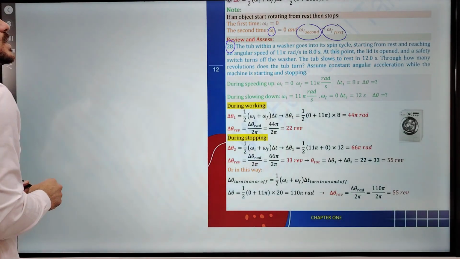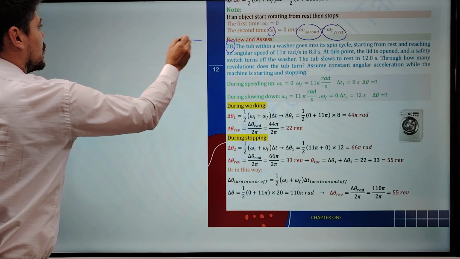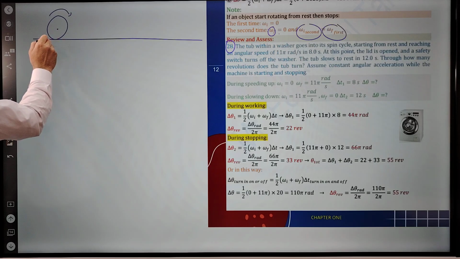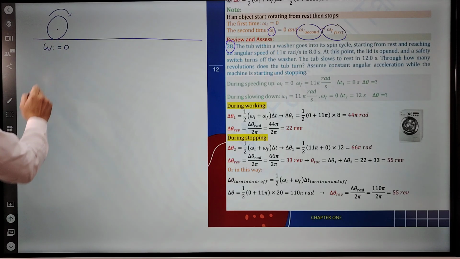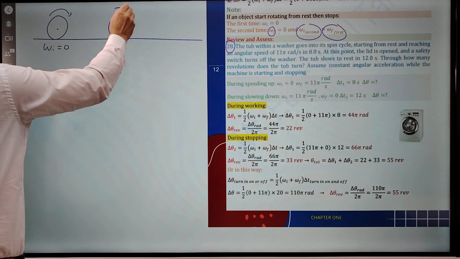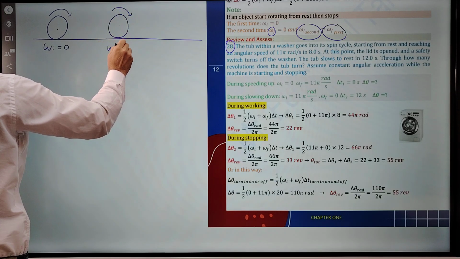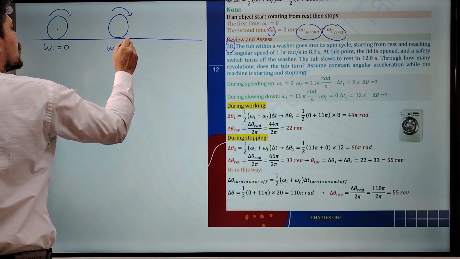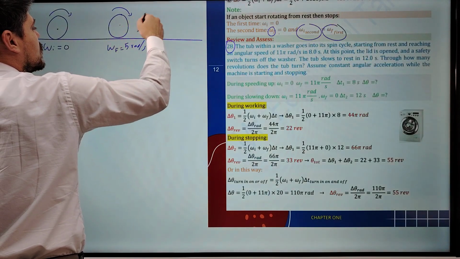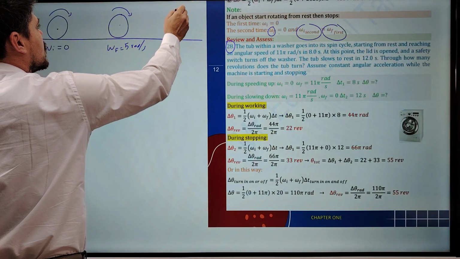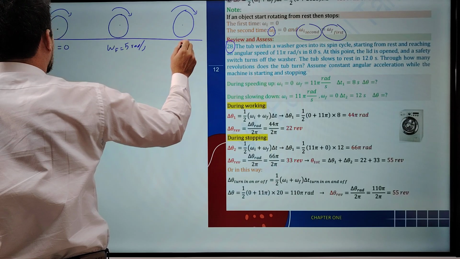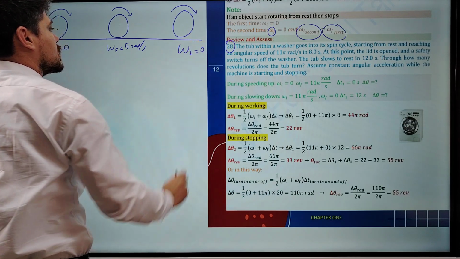Okay. For example, if you have an object, the object at first starts rotating from rest, which is omega initial 0. After 5 seconds or 10 seconds, the object reaches its maximum, for example omega final, assume 5 rad per second. Then after a few seconds, the object stops rotating. Omega final is equal to 0.